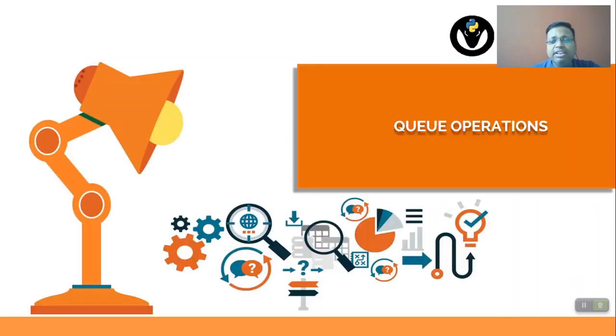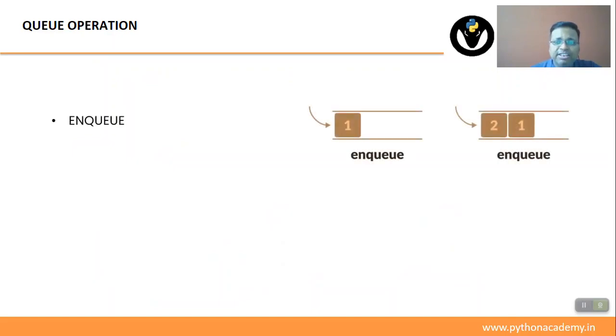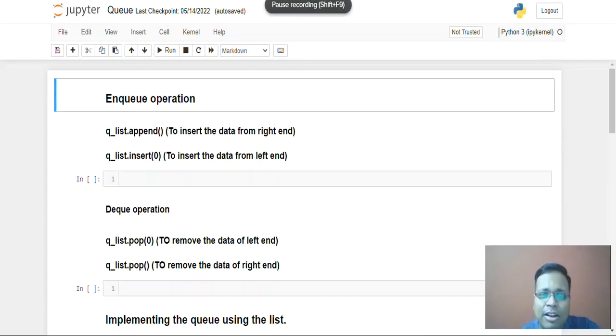Now let us see the queue operations. The various queue operations are enqueue, that is entering or adding the data in a queue. Then dequeue means removing data from the queue. Then there are two terms, empty and is full, which check the condition whether the queue is empty or whether it is full. Let us see how to implement the queue in Python.